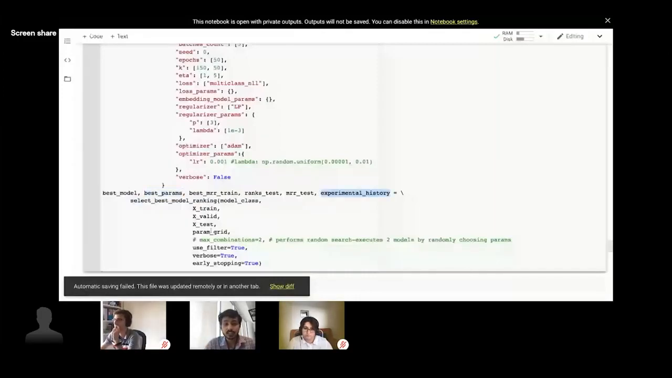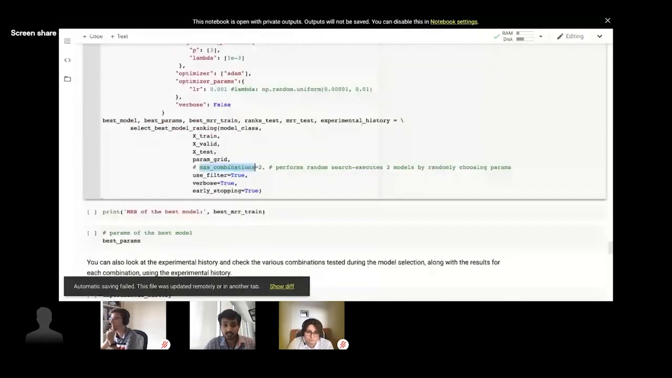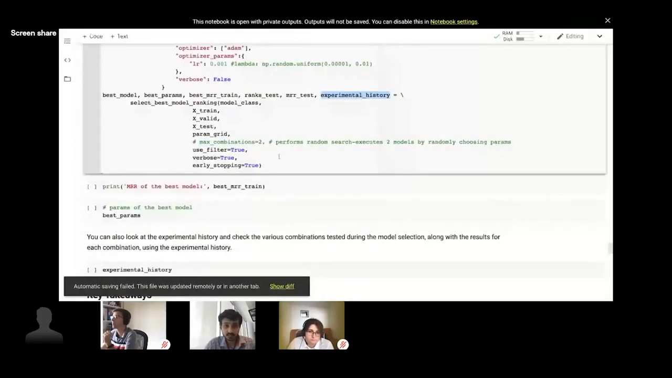And when you use callables like this, you can have infinite values generated. So how to limit it? That's where max combinations comes in. You can say, run this only for two combinations or 100 combinations. Then it will choose 100 combinations randomly from the grid and run on those, and you can look at all the combinations that were tried in the experimental history. I'm not going to run this again because hyperparameter search takes a lot of time, but you can play around with this.